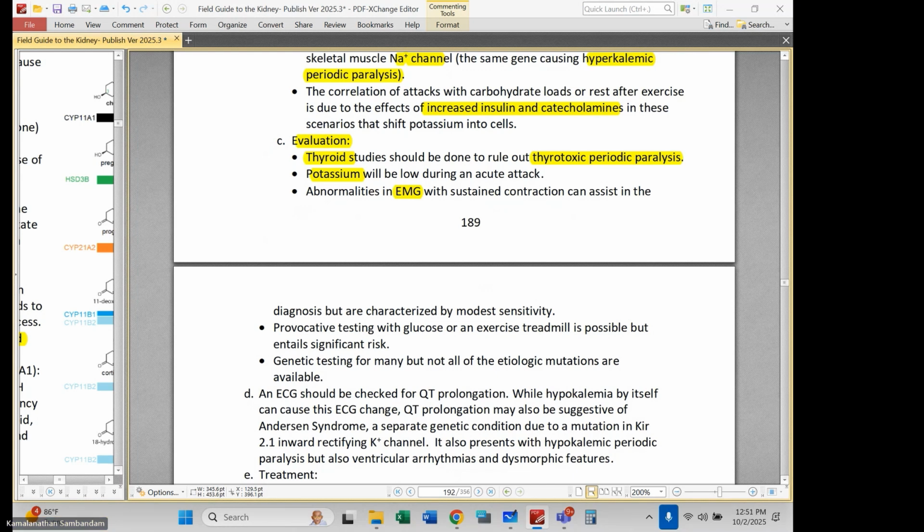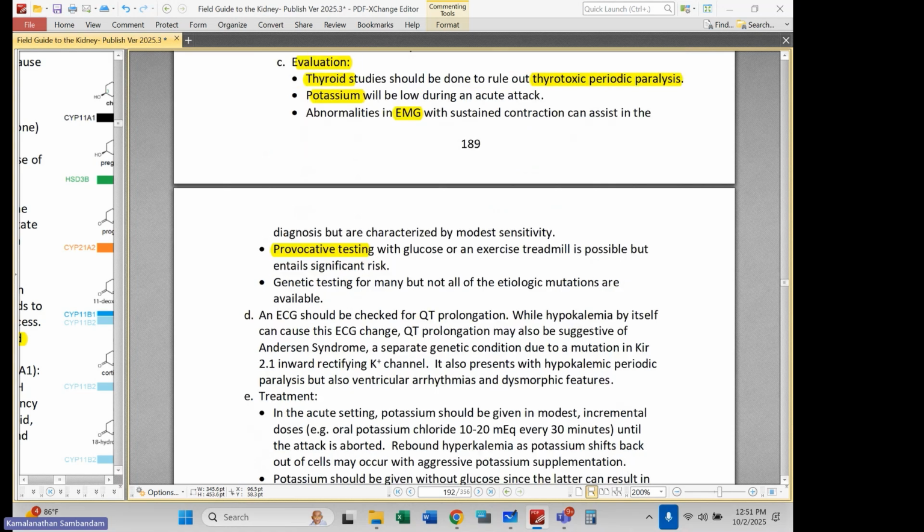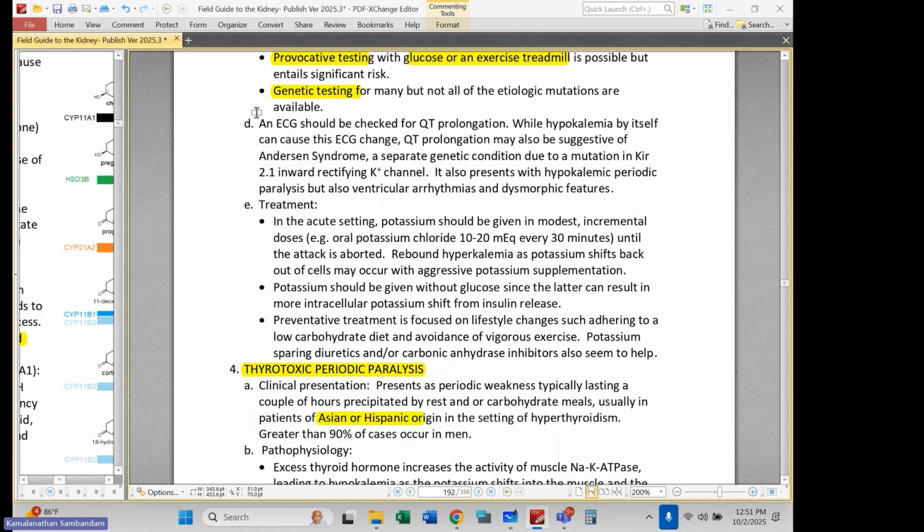Again, there are some provocative tests that one could theoretically do, but obviously there's danger to doing that. Having someone exercise on a treadmill and then go paralytic on you would be dangerous. So genetic testing is the direction where most people are taken in evaluating this.